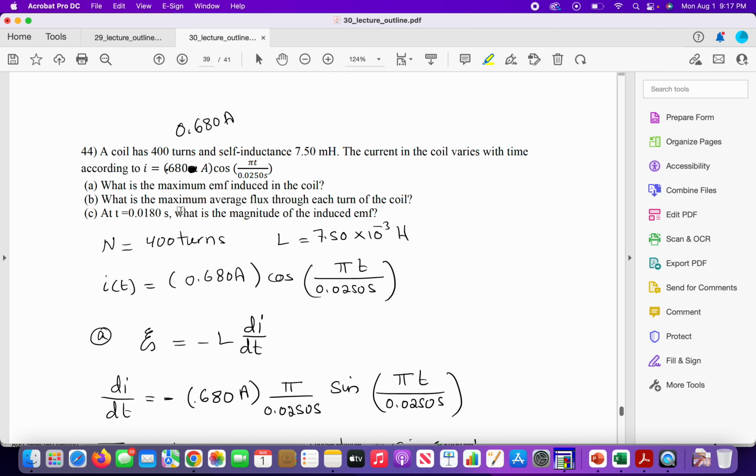What is the maximum average flux through each turn of the coil at t equals 0.0180? What is the magnitude of the induced EMF?